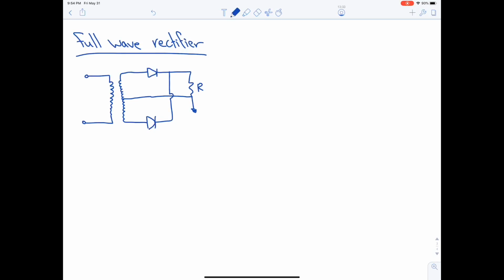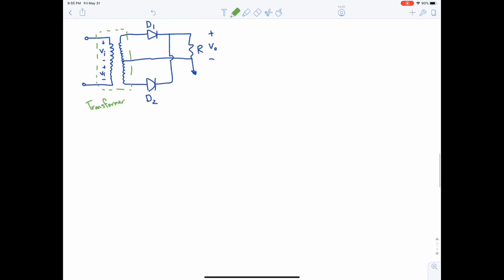Now there are two voltage sources, VI. V output is measured on the resistance. This is D1 and this is D2. This is the transformer again. There are two types of transformers, step up and step down, just as a side note. Now we need to analyze it.